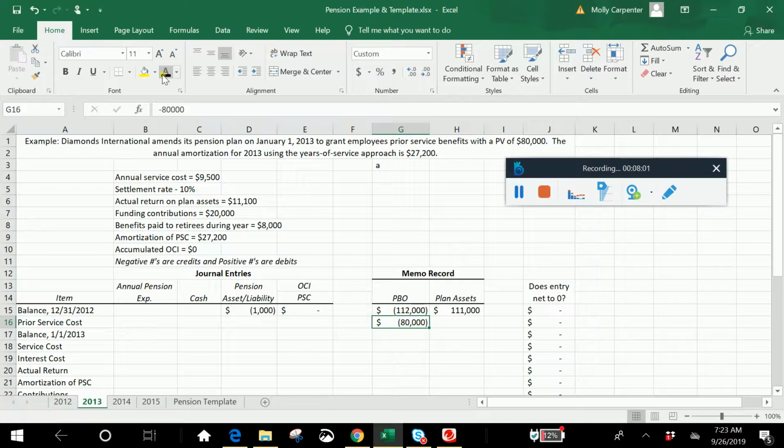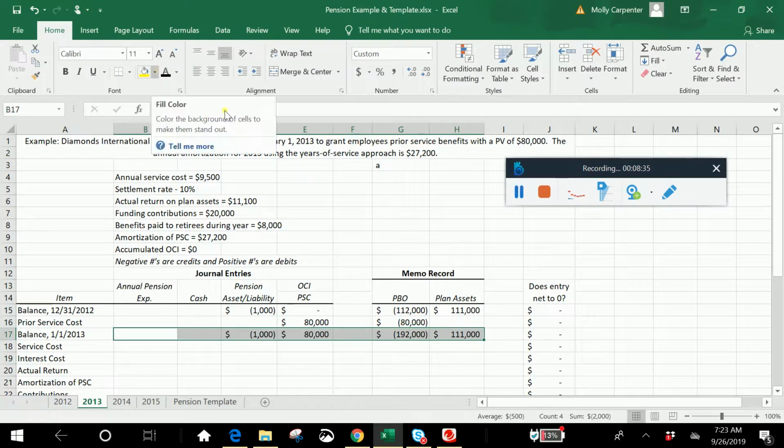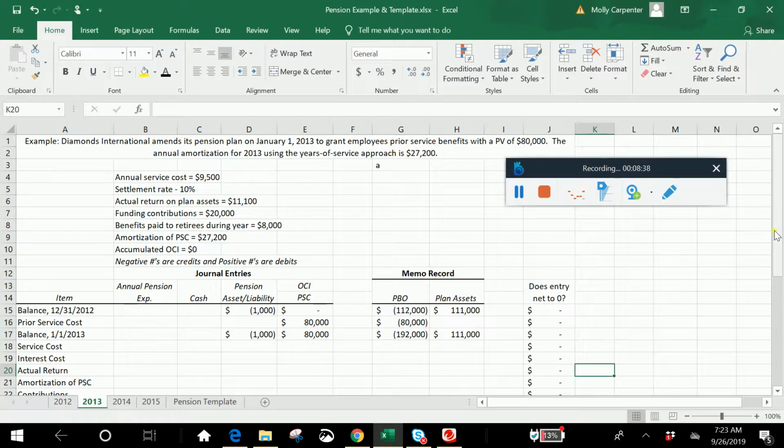The other thing is that we need our entry to balance. And so we know that we're not going to have that offset be completely to pension expense in the current year. We talked about that during the lecture. Instead, that prior service cost is going to go into OCI, and then it's going to amortize over time using either a straight line method or the years of service approach. Now that we've added in our prior service cost, we are going to subtotal what our new balance is as of 1/1/2013, and we can proceed with the rest of the problem.